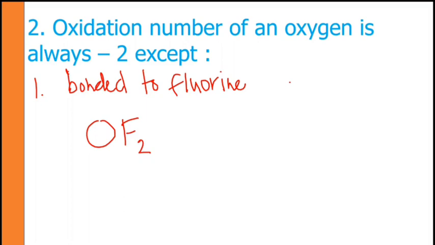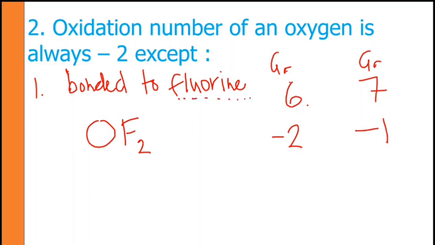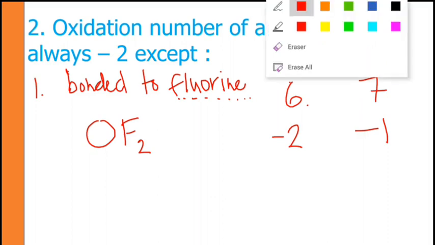We know that oxygen is in group 6, fluorine is in group 7, right? These are the groups. And oxygen, when it's bonded in an ionic sense, is always -2. Fluorine is always -1. But because fluorine now is more electronegative, the fluorine will be the one that will be the negative center.